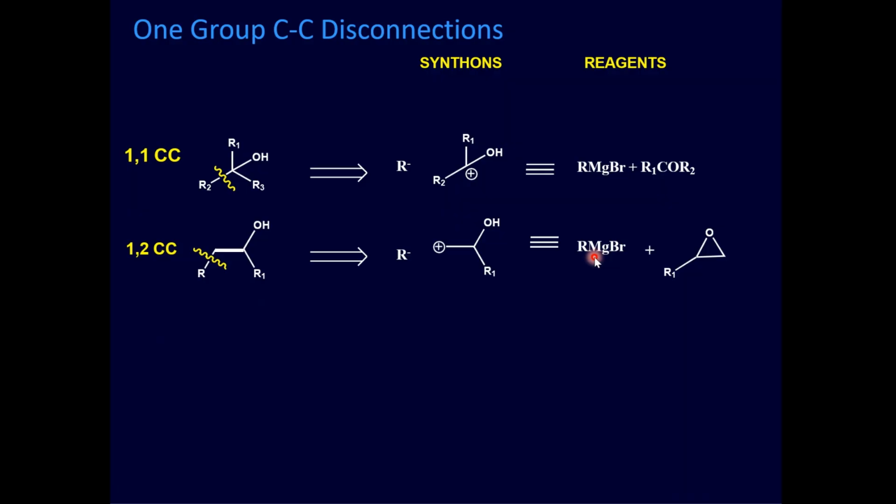R minus attacks the positive center. The ring opening takes place and this becomes OH. And I'll get the corresponding secondary alcohol. This is the strategy followed to prepare secondary alcohols by 1,2 CC disconnection.